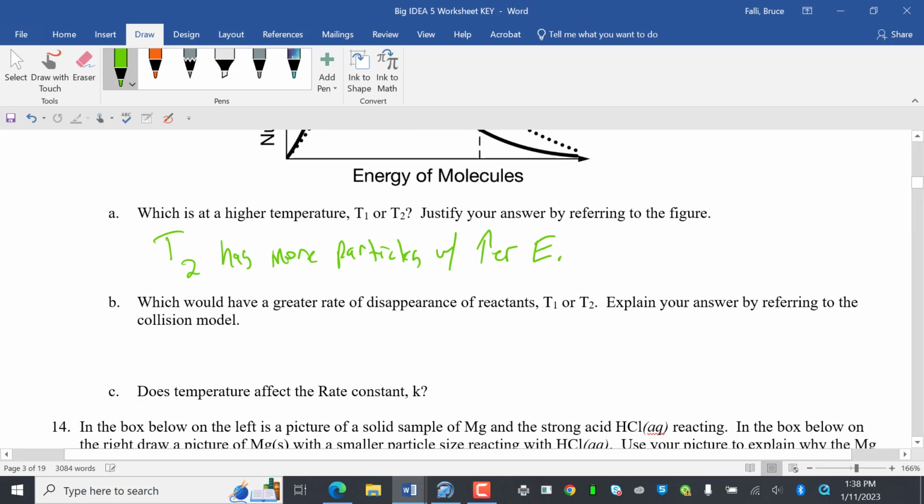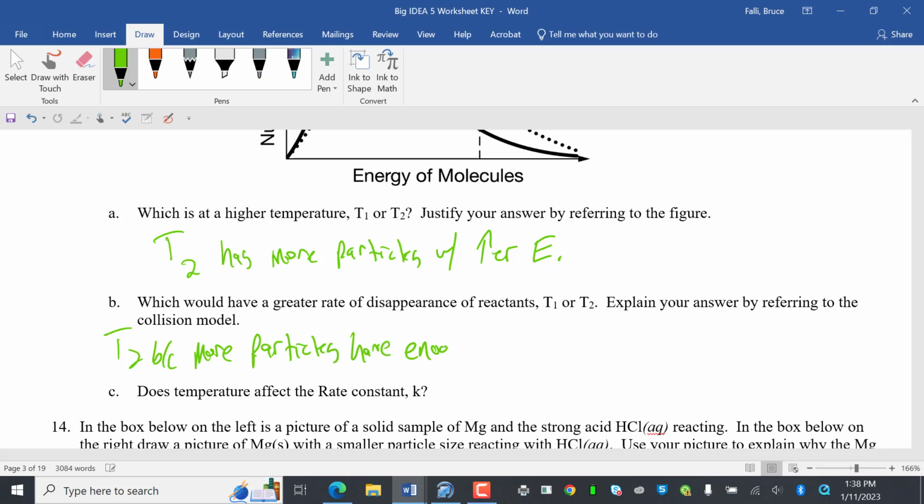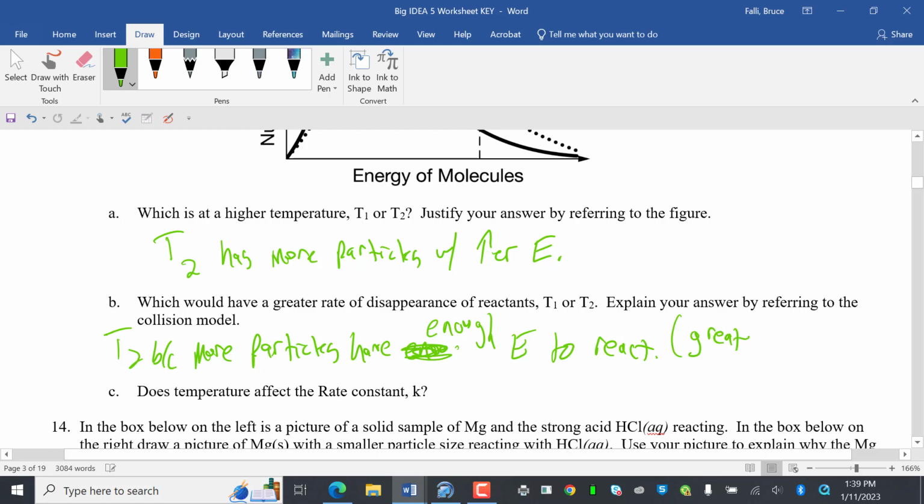Explain your answer by referring to the collision theory model. Okay, so T2, because more particles have enough, oops, oh man, guess I can't erase it, enough energy to react. That's greater than EA. Does temperature affect the rate constant K? Yes.